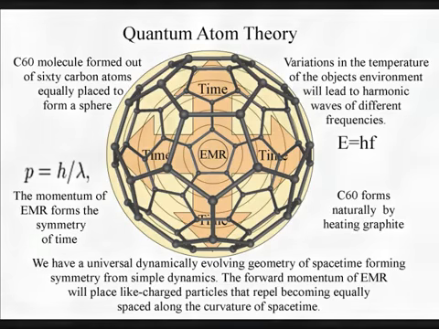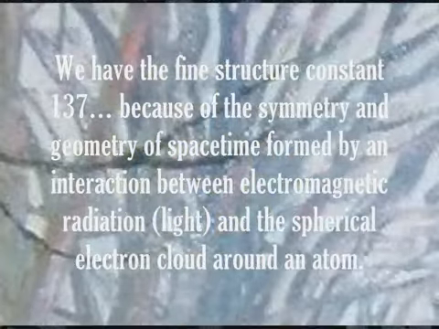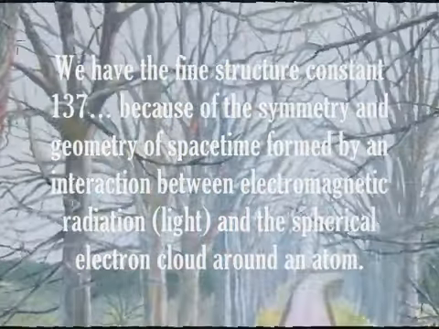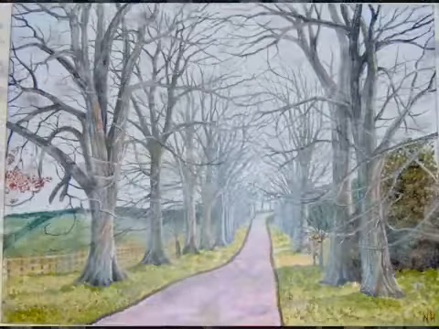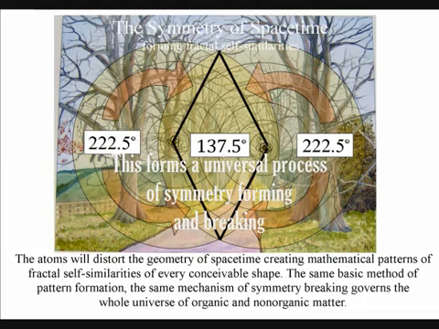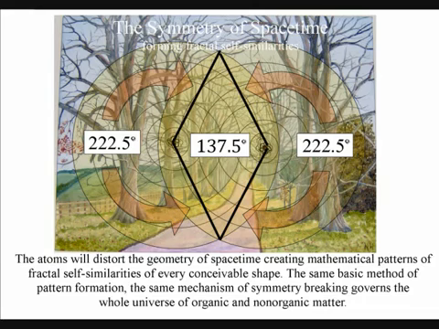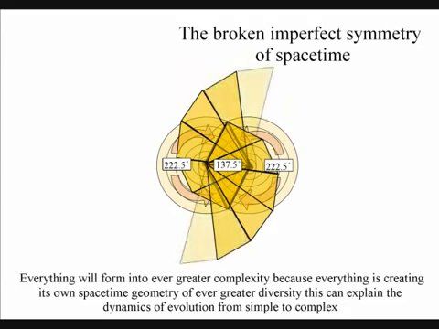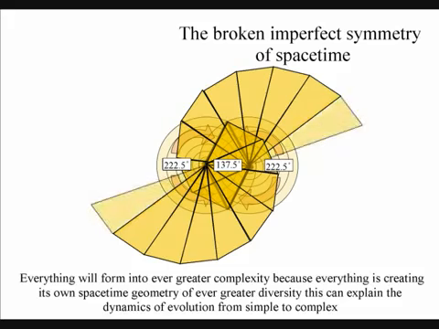The same basic method of pattern formation, the same mechanism of symmetry breaking, governs the whole universe of organic and non-organic matter. This gives us a geometrical and therefore mathematical base for the evolution of life, explaining why nature never produces straight lines, but an endless array of curves and spirals. We have a universal dynamically evolving geometry, forming symmetry from simple dynamics.